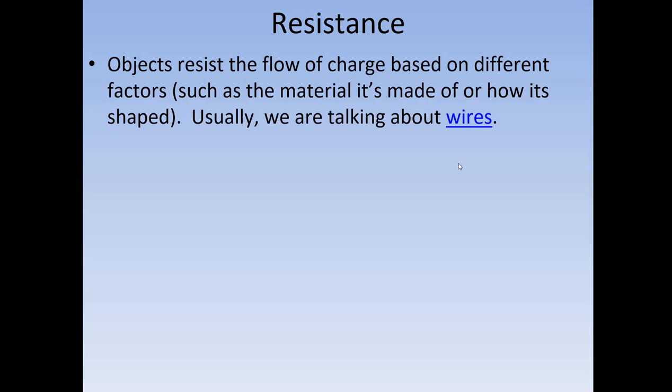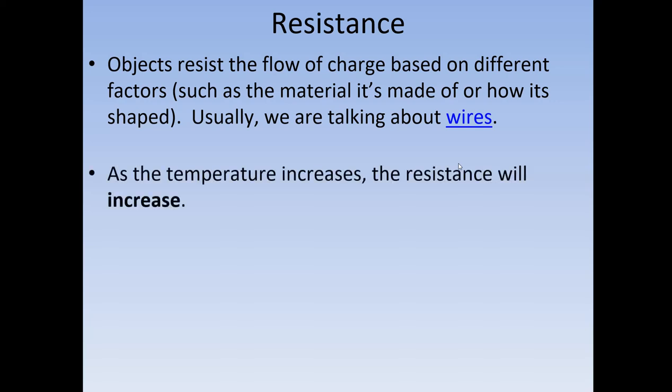So one of the things that we need to talk about is the idea of resistance. Objects usually resist current, and depending on how the object is made and the materials, it will affect the current flow differently. Now, in particular, the one thing that we're going to focus on is wires. One thing that we need to know is that wires do have a relationship to temperature and how that affects its resistance.